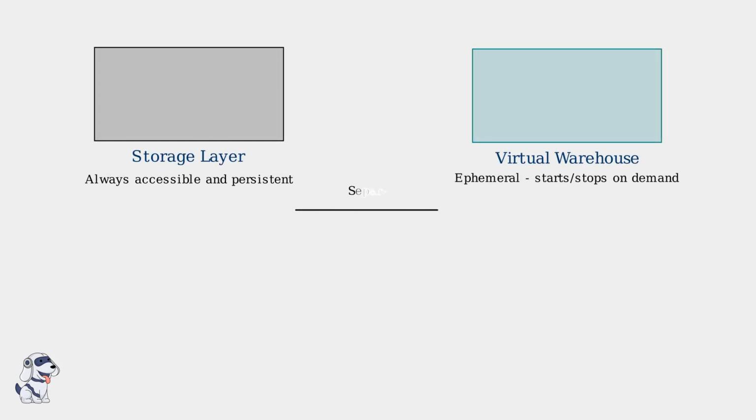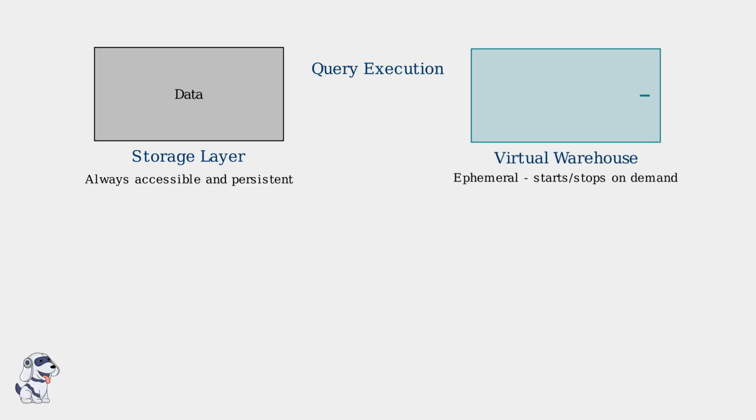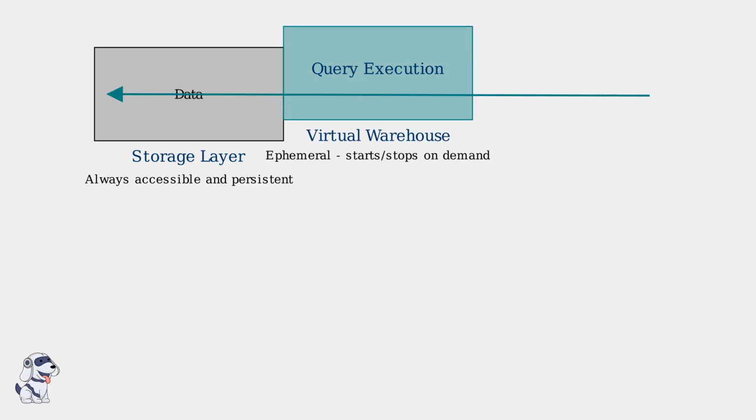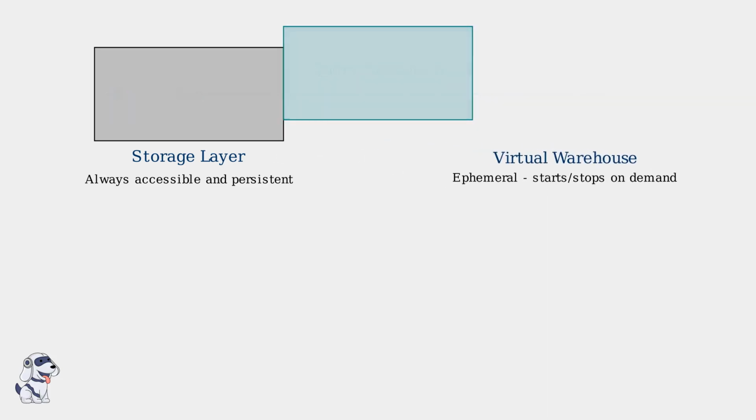Storage is always accessible and persistent, holding your data securely in the cloud. In contrast, compute resources like virtual warehouses are ephemeral, meaning they can be started and stopped on demand. When a query runs, a virtual warehouse attaches directly to the data. The data doesn't move from storage, but the compute power comes to the data, enabling efficient processing.